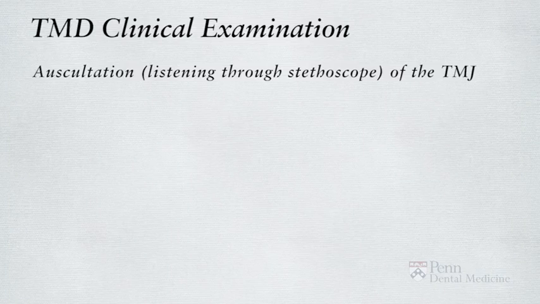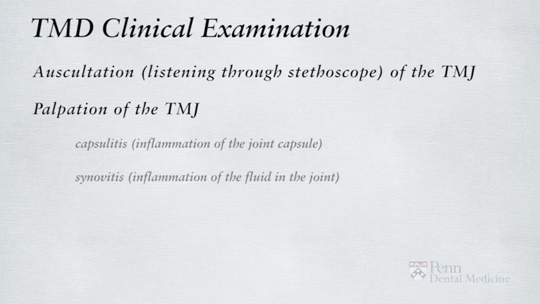Alternatively, the clinician may also place their pinky fingers inside the patient's external auditory meatus and ask the patient to open and close to appreciate joint noises and pain. Palpating the TMJ will inform the clinician if a patient is experiencing pain in and around the joint. Typically, pressure ranging from 2 to 4 pounds is exerted when palpating the TMJ and associated structures, and if pain is reported when performing this technique, it is commonly associated with an inflammatory condition of the TMJ, such as capsulitis and/or synovitis.